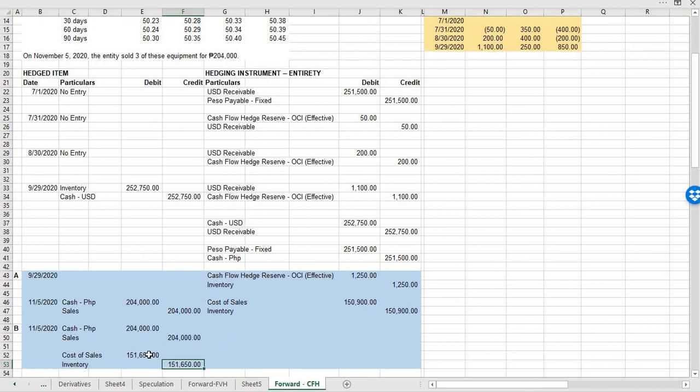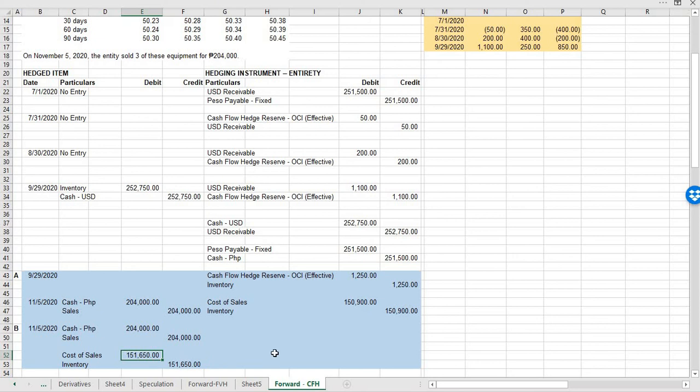So, paano na-compute yung 151,650? So, ito yung 3 over 5 nung original cost. 252,750 times 3 over 5. So, ito ang ating cost of sales. Pero syempre, itong cost of sales na to based to sa original cost. At ma-adjust to once na yung cash flow hedge reserve natin, OCI, will be reclassified to profit or loss.